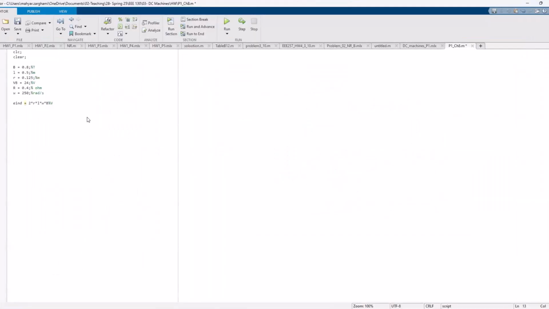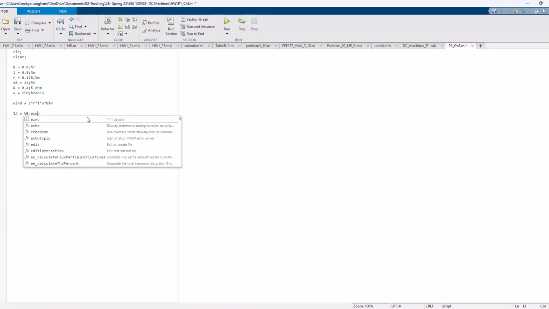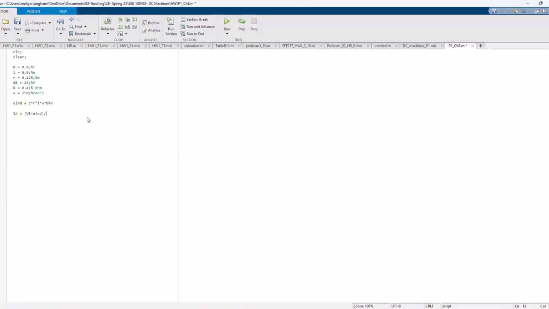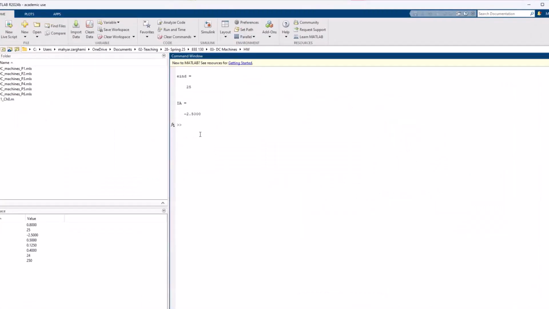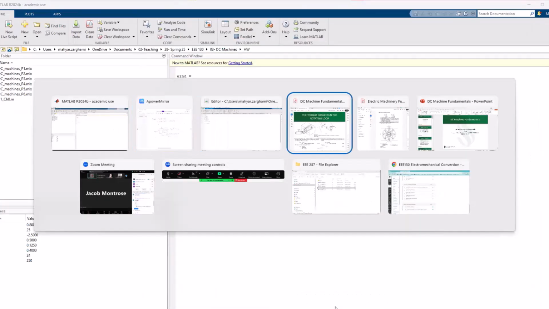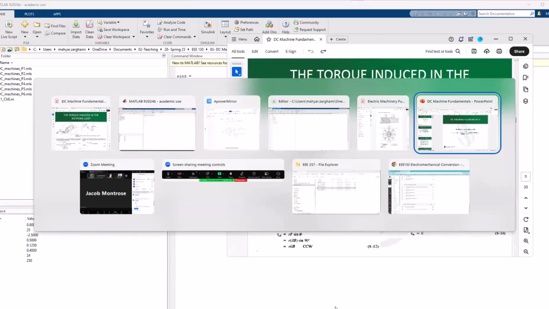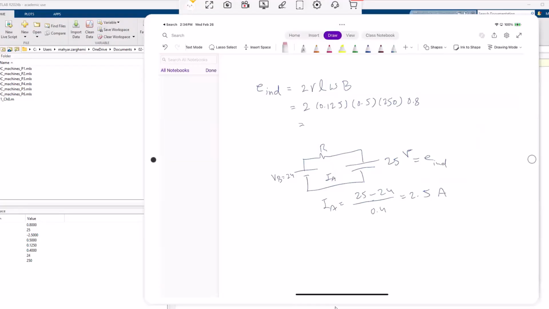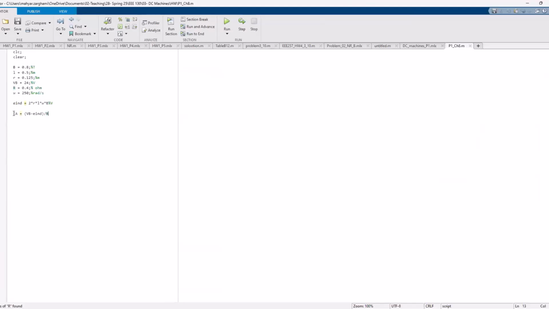So IA would be equal to, in general, VB minus E induced over R, right? Which, in this case, gives us a negative value for IA. That's because I took the IA direction to be the other way. If I take the IA direction to be the other way, that comes out as a negative value, and that proves that the machine is working as a generator. So this is the first part.